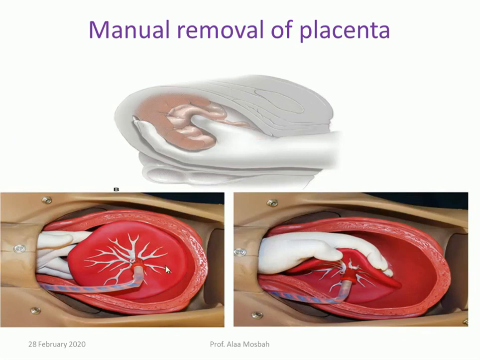This picture shows you how to do manual removal of the placenta. Under anesthesia, we introduce our hand inside the uterine cavity, reaching the edge of the placenta. Try by shearing movement to separate the placenta partially till you reach the whole placental separation, as in this picture and this picture. Here, the whole placenta is separated and we get it out.